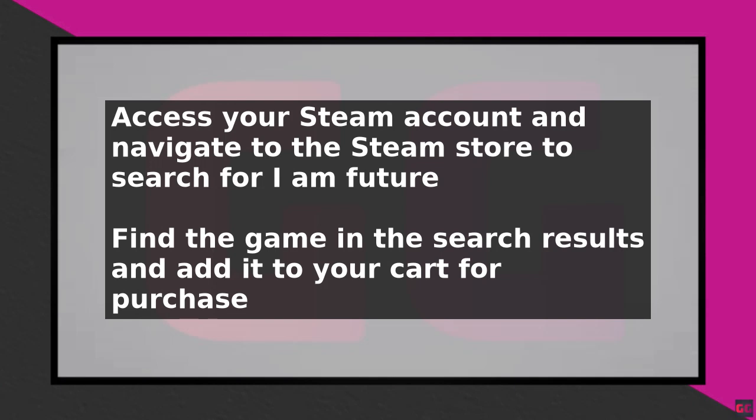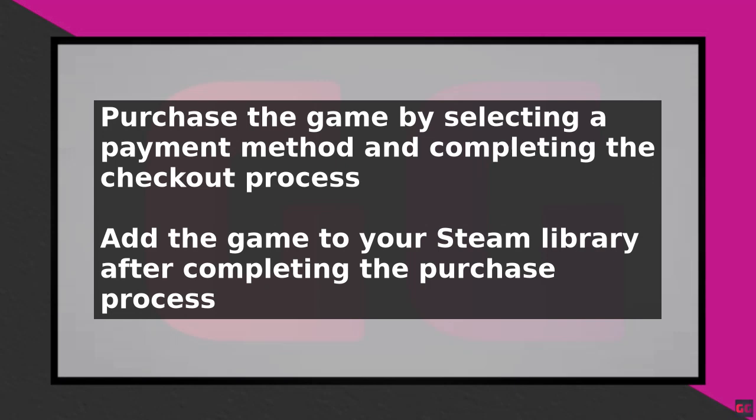In the search box on the right, type in I Am Future and select the game from the results. Scroll down and click on Add to Cart, then View Cart, and choose to purchase the game for your account. Select a payment method from the drop-down menu and complete the checkout process. Once the game is purchased, it will be added to your Steam library.